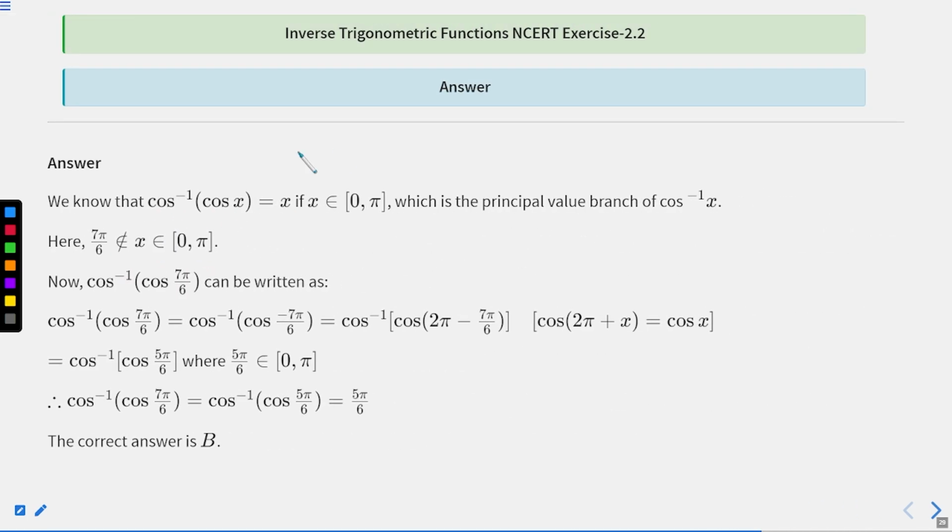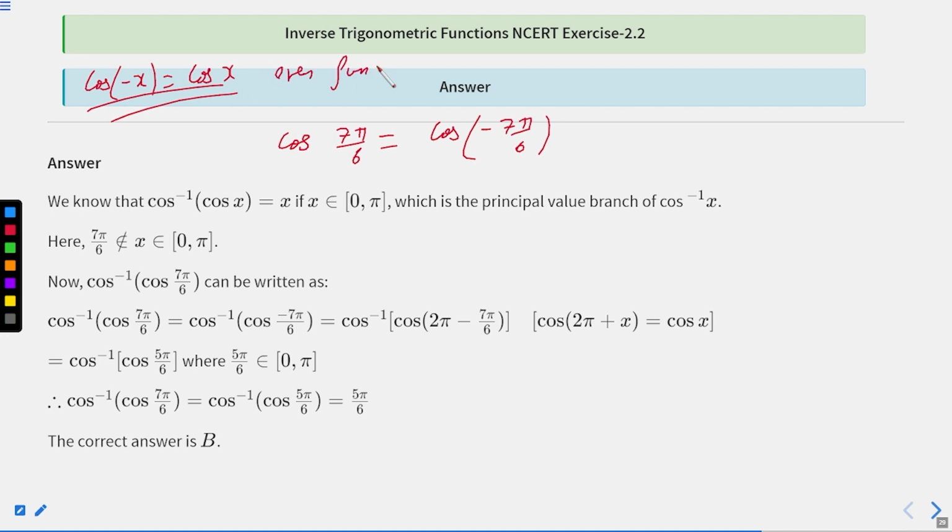So let's see. Now cos 7 pi by 6 will be equal to cos of minus 7 pi by 6. Why? Because cos of minus x is cos x. It is an even function. Even function means f of minus x equals f of x for every x in the domain. So cos x is an even function, meaning cos of 7 pi by 6 is equal to cos of minus 7 pi by 6.